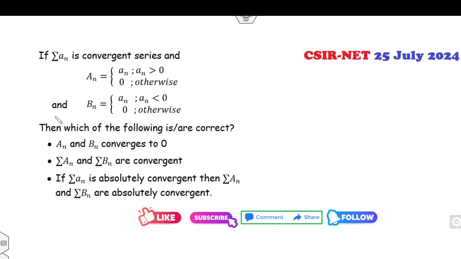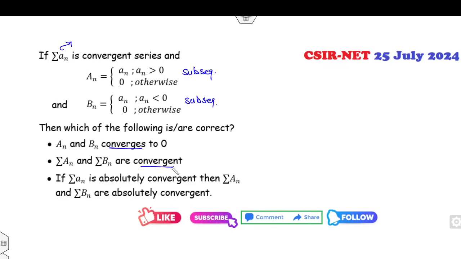Okay, look at this another one. Now they are talking about the series. An is my convergent series. Collection of all those an is my positive. That is called the subsequence of the an. Again, this is my subsequence.